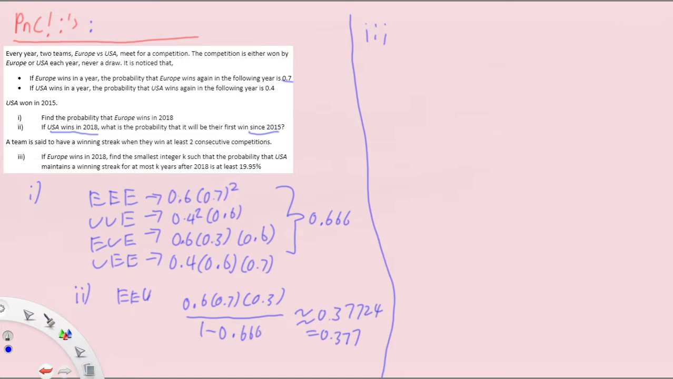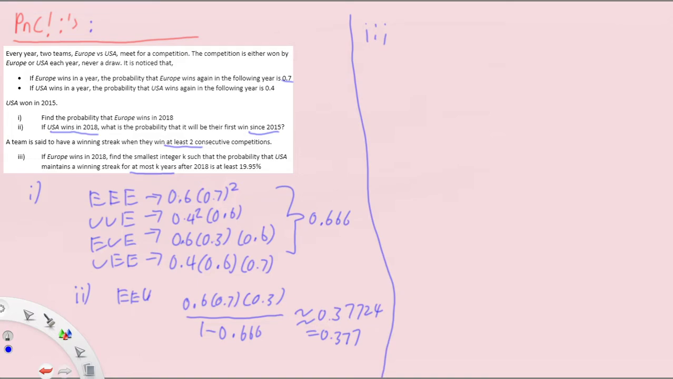If Europe wins in 2018, find the smallest natural number K such that the probability that USA maintains a winning streak for at most K years after 2018 is at least 19.95%. Alright, so many things to take note of. First part is what we mentioned earlier: a winning streak is at least 2 consecutive competitions, so we're ignoring 1 year. And at most K years.